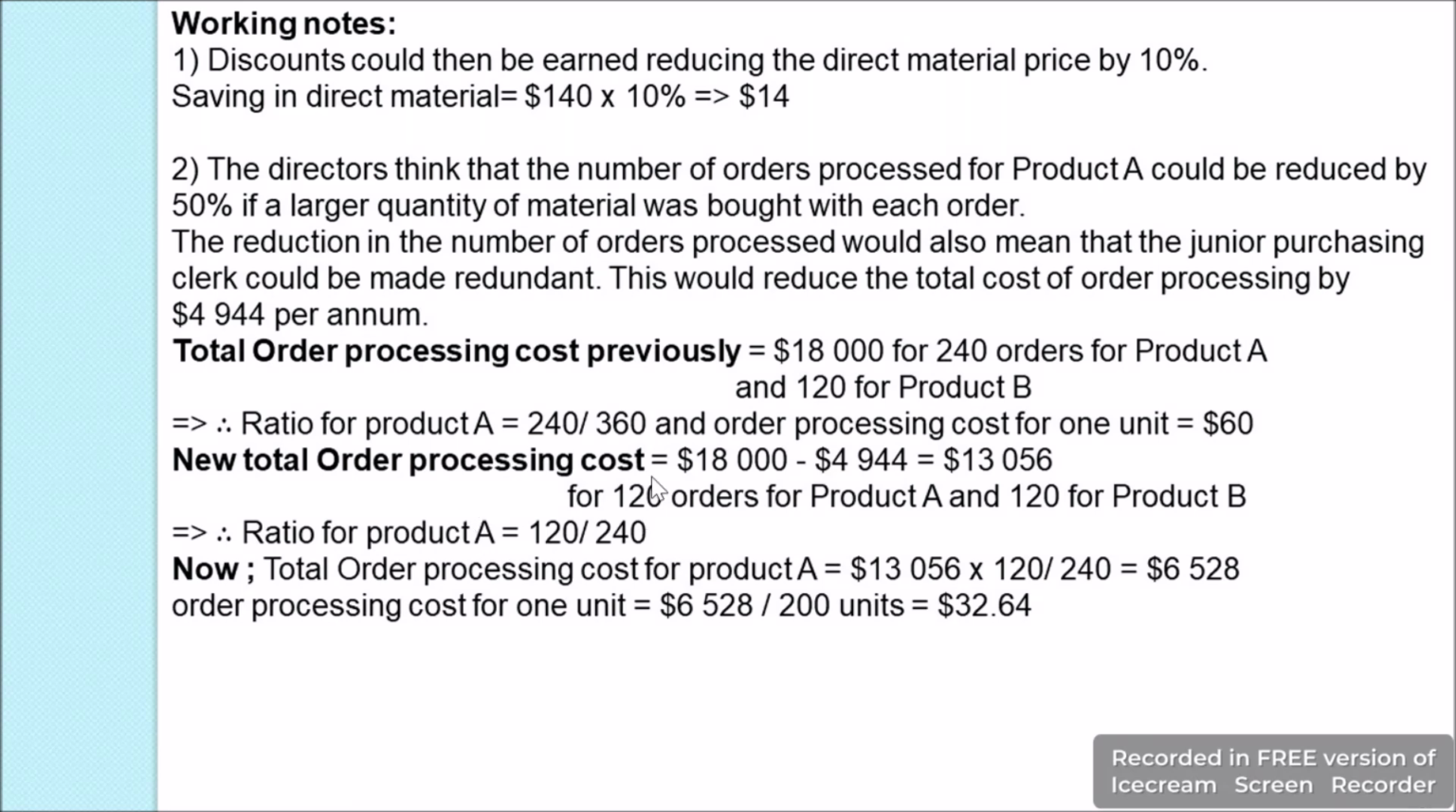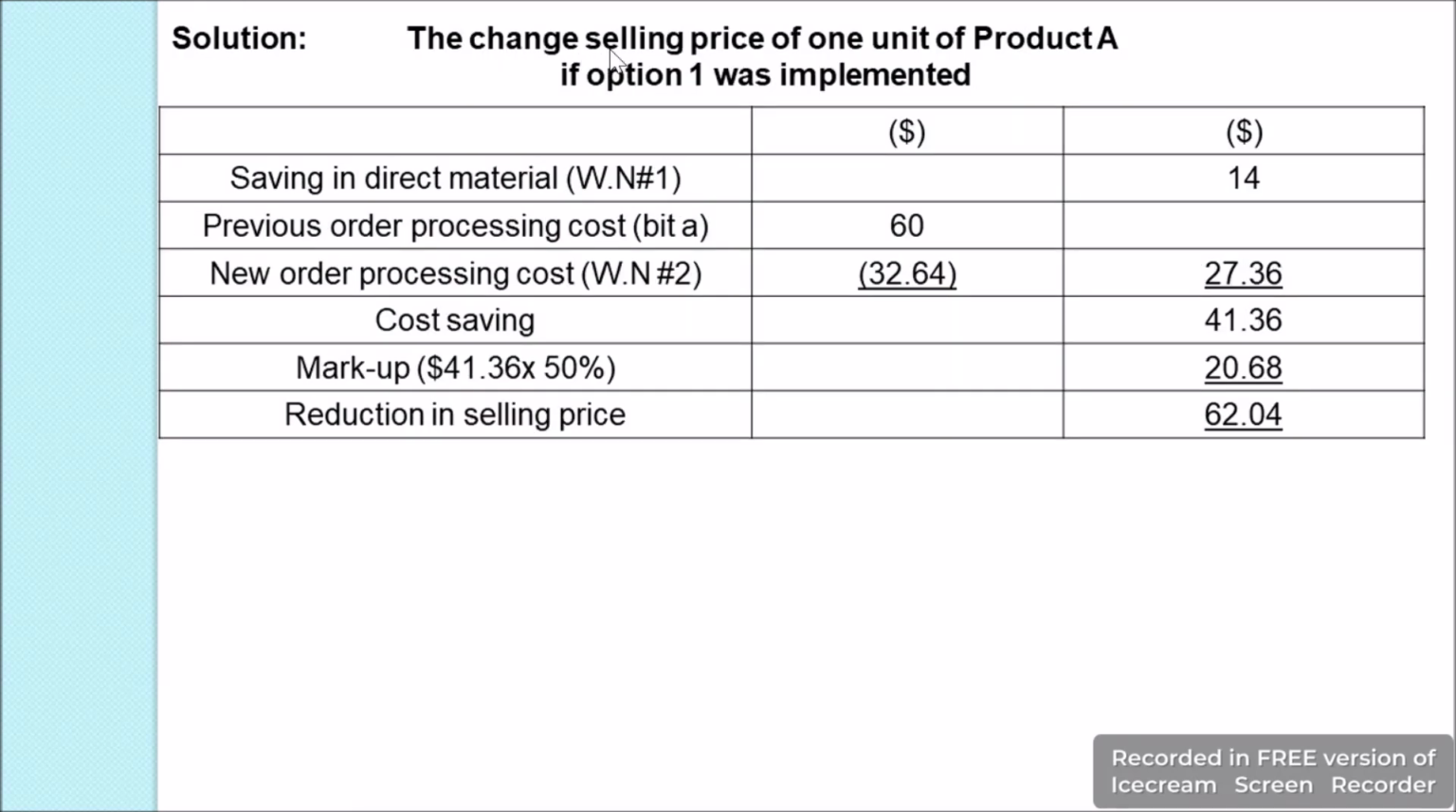So now we take this new order processing cost, which is 13,056, and multiply it by 120 divided by 240. We get the value as $6,528, and this is for 200 units. For 1 unit, how much? It will be 6,528 divided by 200 units. We get the order processing cost for 1 unit as $32.64.